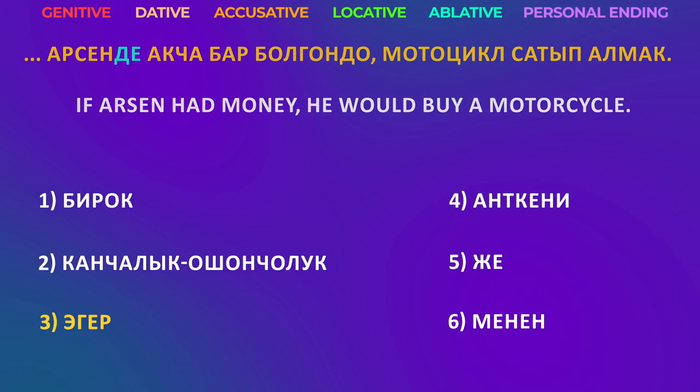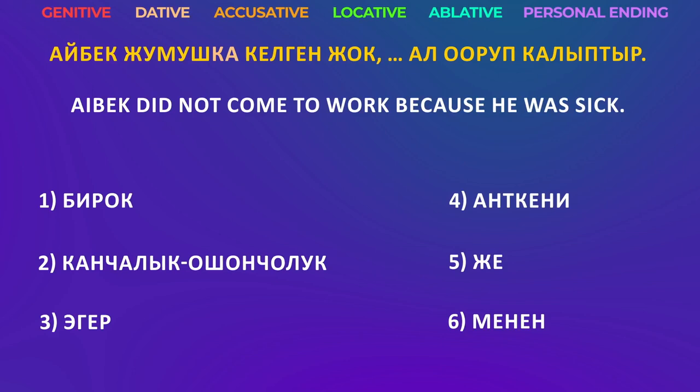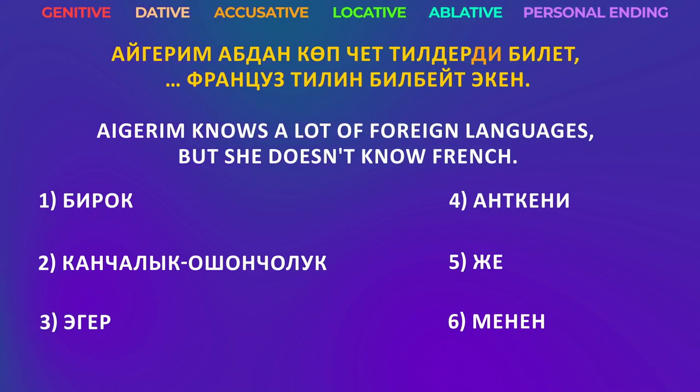Let's see another one. Айбек жұмышқа келген жоқ. Conjunction. Ал ауырып қалыптыр. Айбек did not come to the work because he was sick. So which conjunction should you put? The correct answer is анткени. Let's see another one. Айгерим абдан көп чет тілдерді білет. Conjunction. Француз тілін білбейт екен. Айгерим knows a lot of foreign languages, but she doesn't know French. So which conjunction should you put? The right answer is бюрок, which means but.